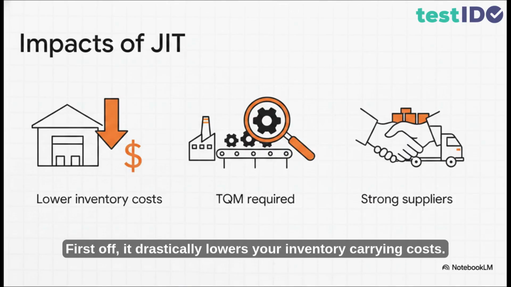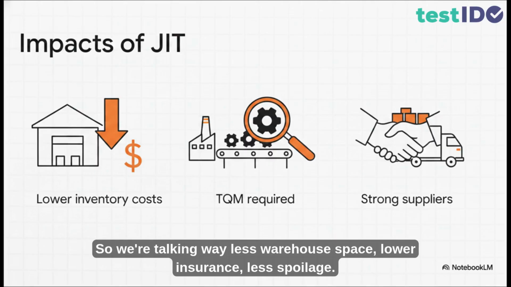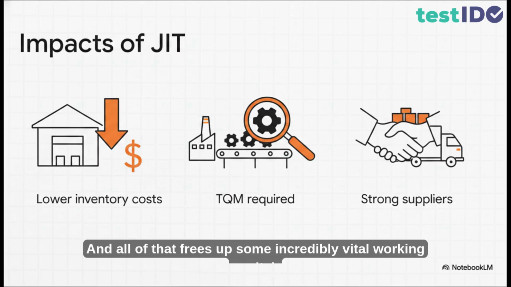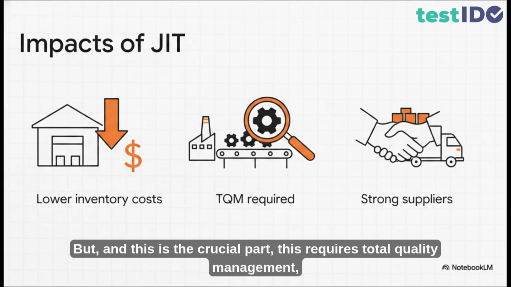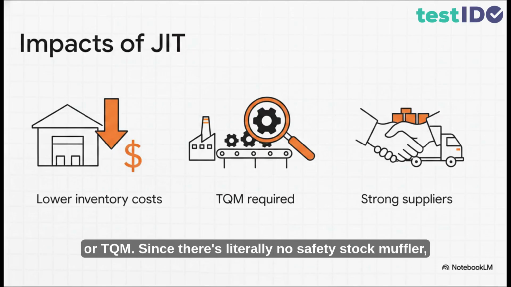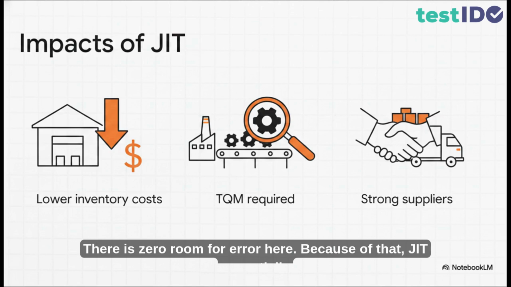Now for the exam, you absolutely have to understand the financial and operational ripple effects of switching over to JIT. First off, it drastically lowers your inventory carrying costs, so we're talking way less warehouse space, lower insurance, less spoilage, and all of that frees up incredibly vital working capital. But, and this is the crucial part, this requires total quality management, or TQM. Since there's no safety stock buffer, if a supplier delivers a bad batch, your entire factory comes to a screeching halt. There is zero room for error here.